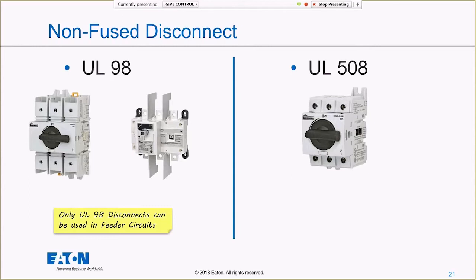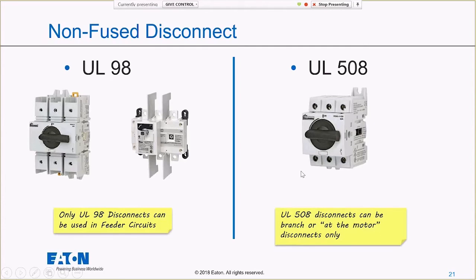This is probably in my top two misapplications in an industrial control panel: there are also UL508 non-fused disconnects, and UL508 non-fused disconnects can only be used in your branch or at the motor. UL508 are motor disconnects only. So at the motor disconnect or in your branch circuit, it is rated for motor on/off. It is not rated for isolation. It also doesn't have the spacing requirements you need to be in a feeder circuit.